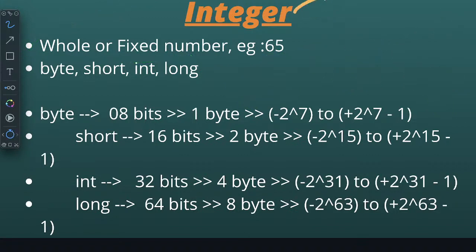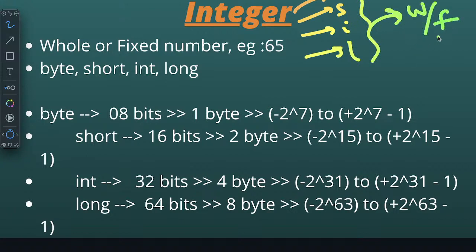So in integer, what types do we have? Byte, short, int and long. These 4 kinds can store whole or fixed numbers like 45, 65, -20 and numbers like this. I hope this is clear. Now your question might be what is the difference between them, how they are different, and why. See, this is the basic similarity between them, that they hold data of the same type. But now we'll see the difference between them.